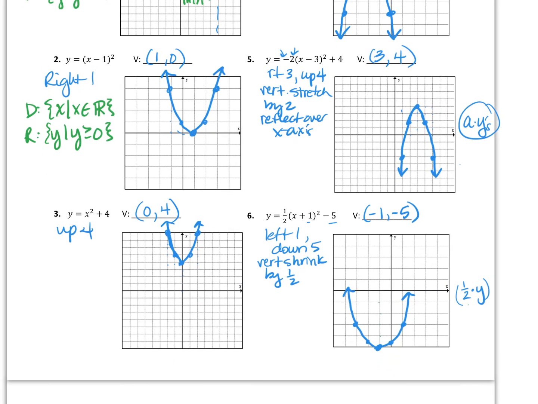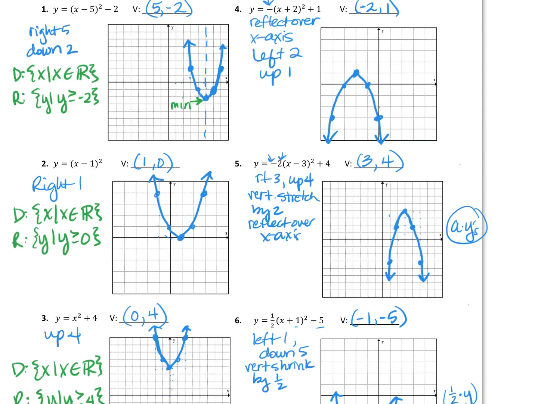Number 3, my domain, x, is all real numbers. Collapse it down, it's never going to miss an x value. And then my range, all right, where's my lowest value? It's 1, 2, 3, 4. So y is greater than or equal to 4.